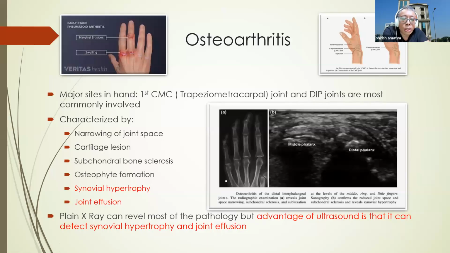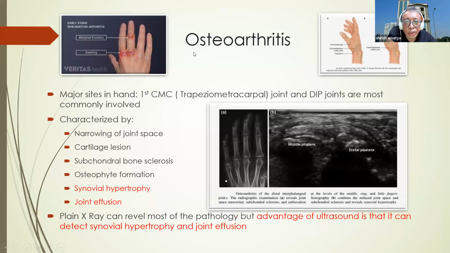Another common problem that we encounter in the hand is osteoarthritis. Osteoarthritis is very common in the hand, and the major sites are the first carpometacarpal joint, that is the trapeziometacarpal joint, as well as the distal interphalangeal joint. These joints are most commonly involved, as you can see in this picture. In the upper right side of the picture, you can see the red osteoarthritic bone of the first carpometacarpal joint.